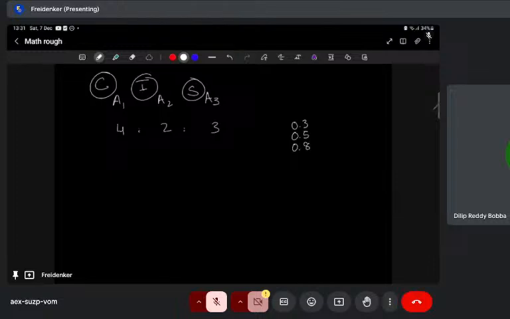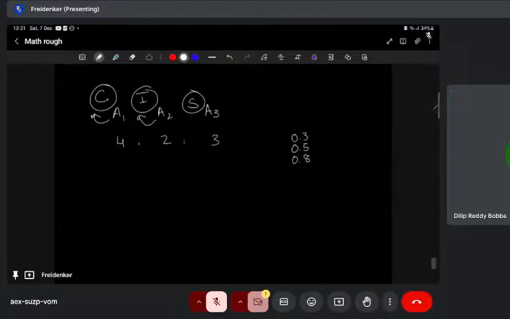So, what is A1? I told you, A1 is the event in which Chatterjee gets selected. A2 is not a probability, it is an event: the event in which Mr. Iyengar is selected. A3 is the event in which Dr. Singh is selected. And E is the event in which co-education is introduced.